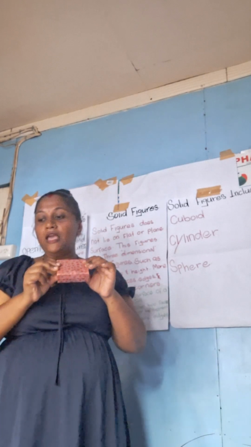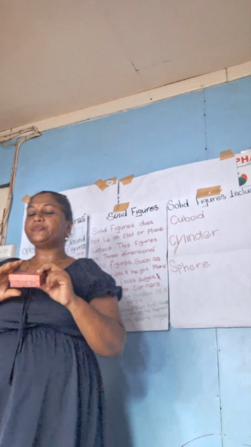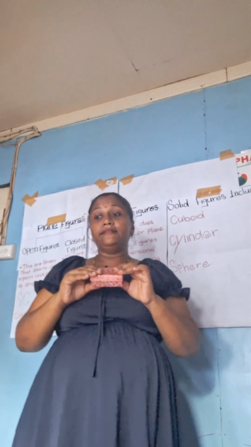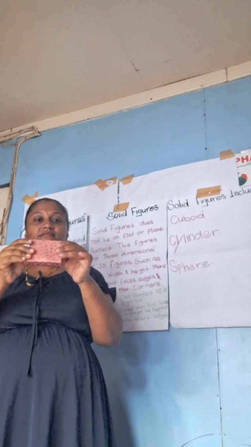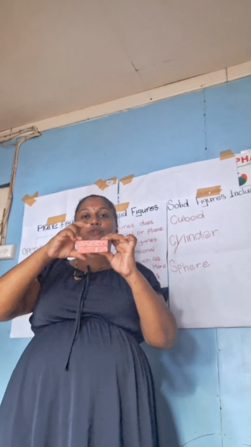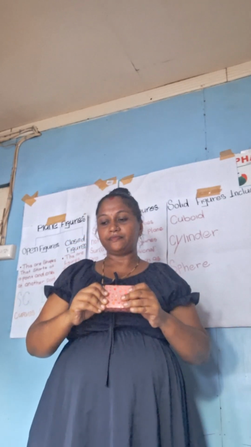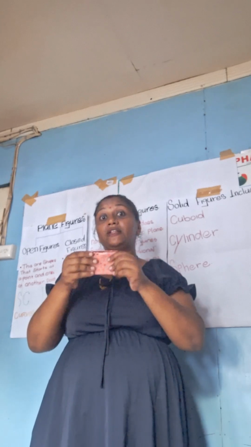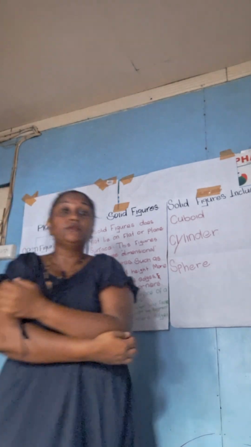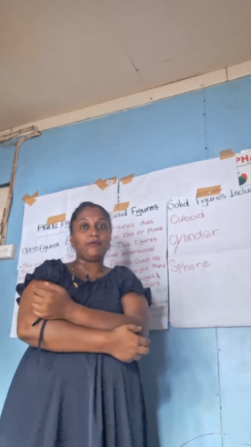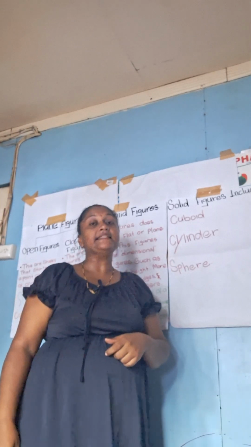12 edges. And 8 corners. 8 corners. Right? 1, 2, 3, 4, 5, 6, 7, 8. 8 corners altogether. Right? It's a rectangular prism. Now, we're going to look at another example of a solid figure, and that is the cylinder. Right? Cylinder.